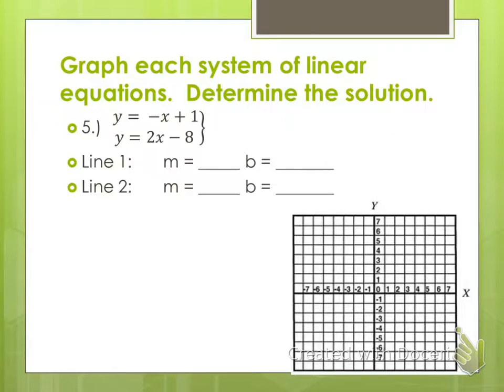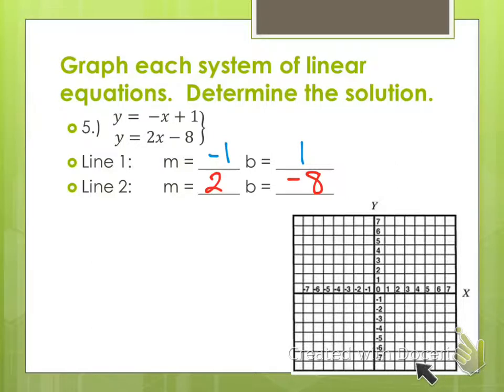I'm looking for people I have not heard from yet. Jamal. Wonderful. For line 1, we've got -1 and 1 for our slope and our y-intercept. What about line 2? Jalen? 2 and -8. Sounds good to me. So then we just have to work on graphing both of those.